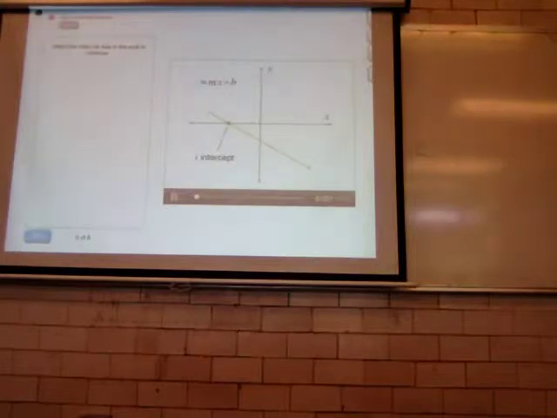Exactly. So along the x-axis, y equals 0. So the x-intercept is the x value in the equation for the line when y equals 0. So if we plug in 0 for y, and then subtract b from both sides, and then to solve for x, let's divide both sides by m. So the x-intercept equals minus b over m, which is exactly what you got.